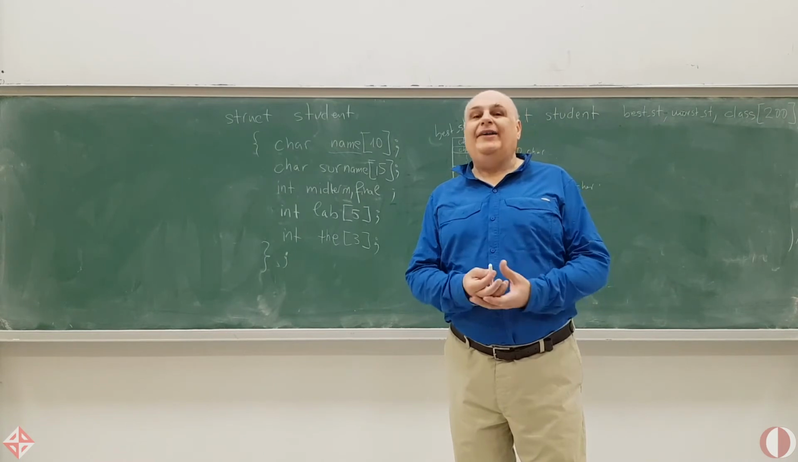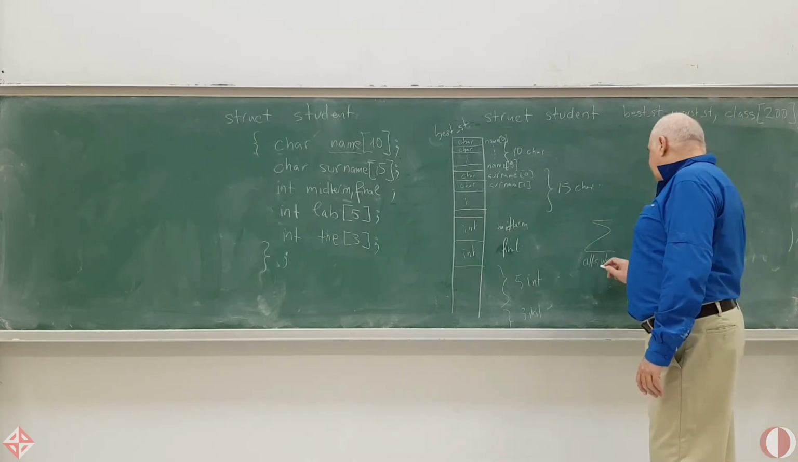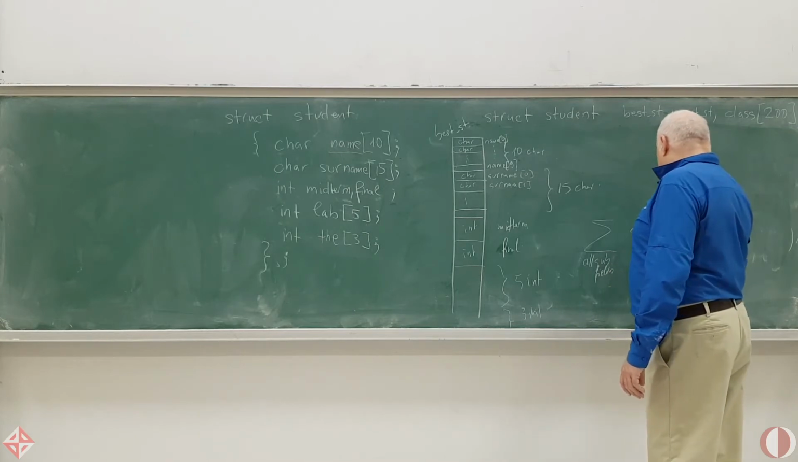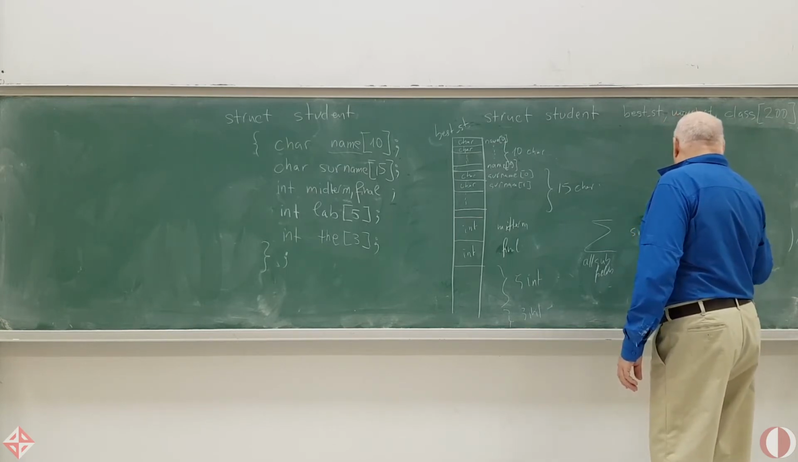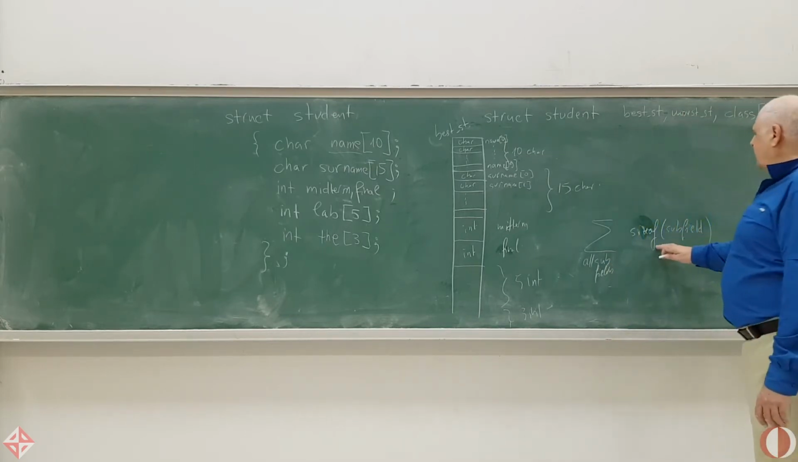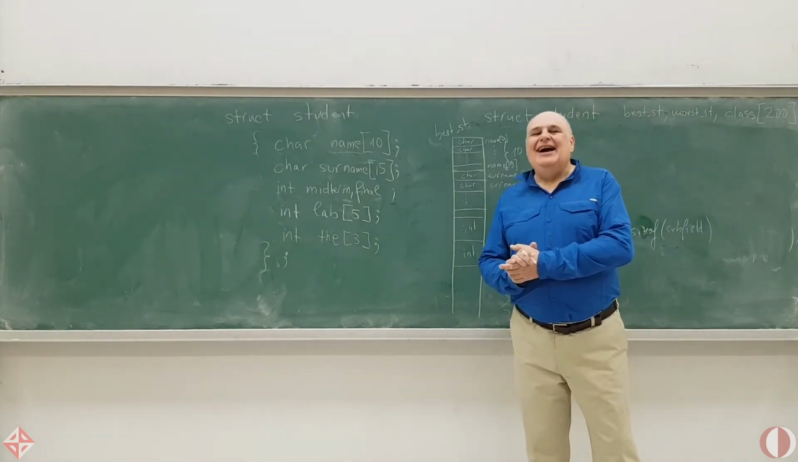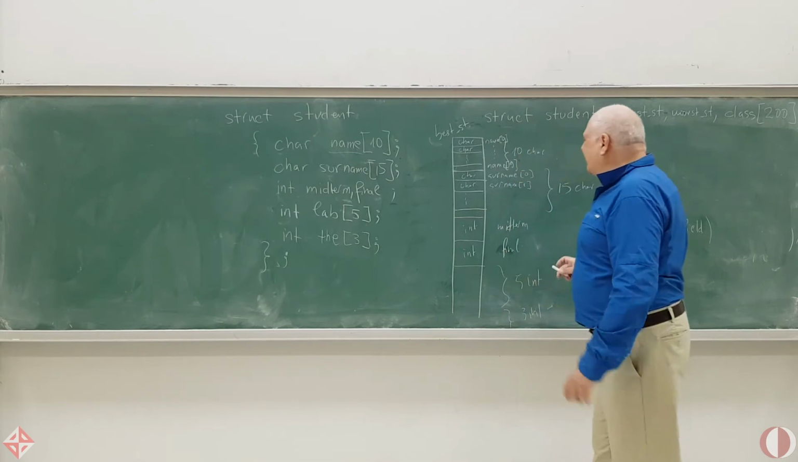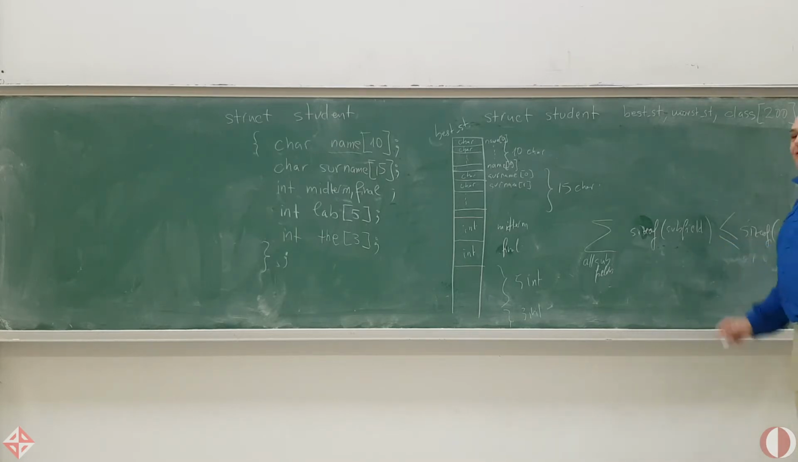So what is the whole size of it? It is the sum over all the sizes of subfields. Which is not always correct. So the correct information is: the size of struct student is greater or equal to the sum of the sizes of its subfields.